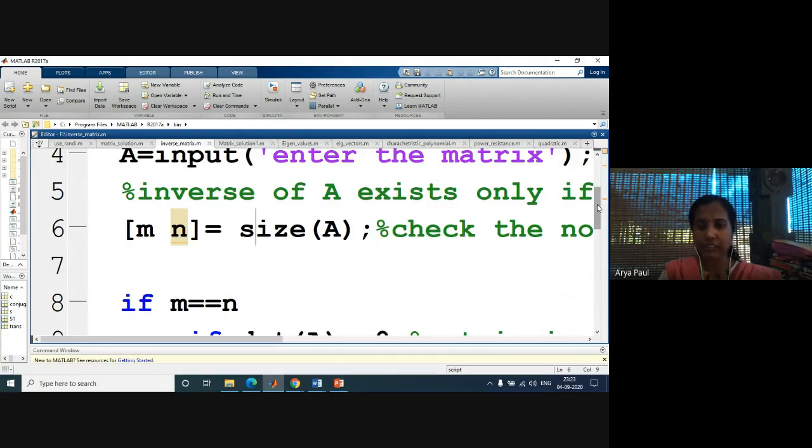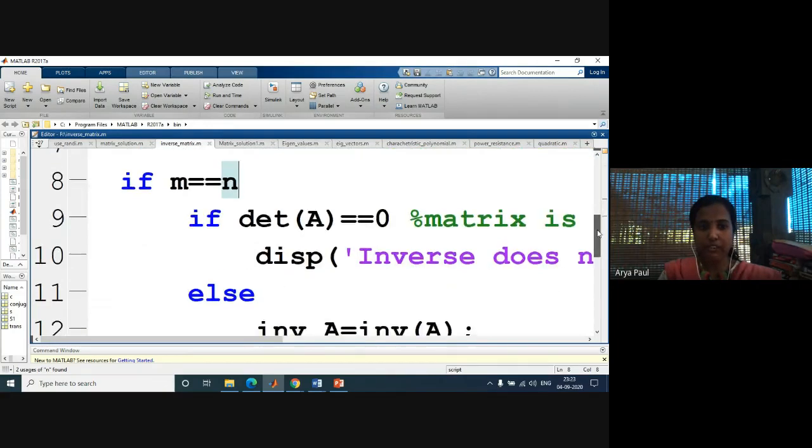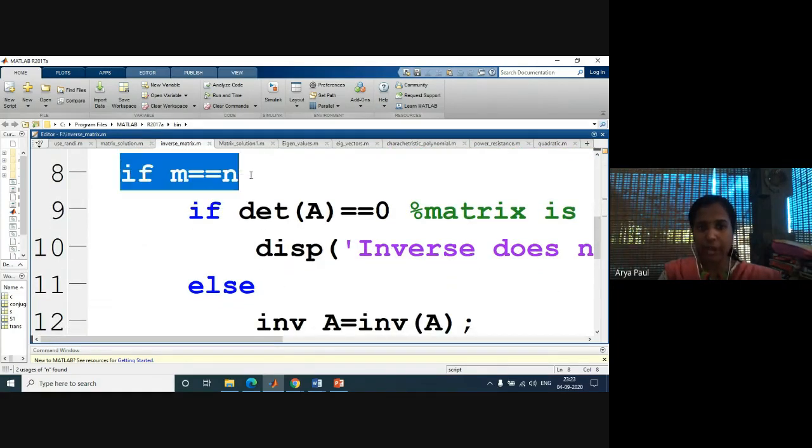Now how can you check whether it is a square matrix? If you want to check whether it is a square matrix, you can just check whether M equal to N, whether the number of rows is equal to the number of columns. Okay, suppose if M equal to N, then you can proceed.